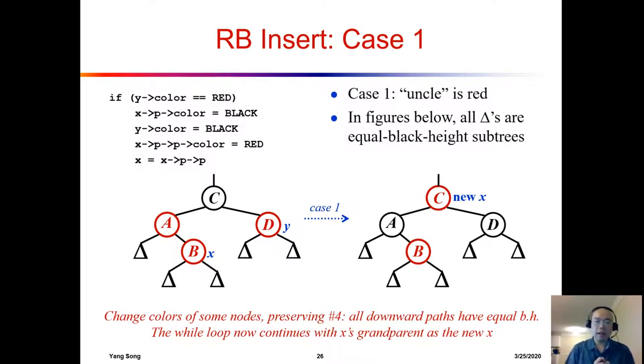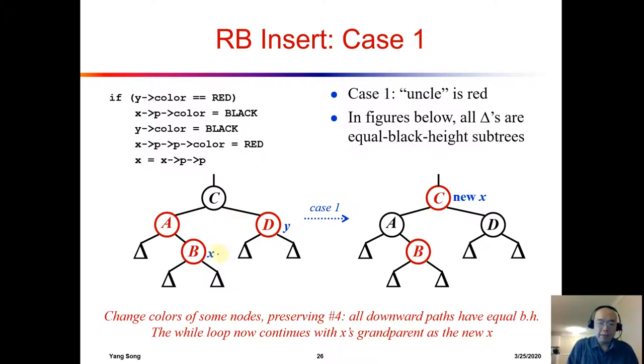If we can't have two consecutive red colors, one of the easiest ways is, okay, for X you stay as red, and for X's parent A and X's uncle D you both change to black, and for X's grandparent, which is C, we change it to red. Okay, so think about that.